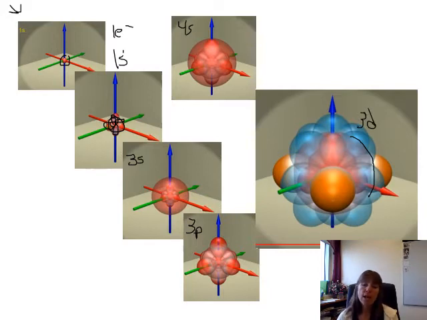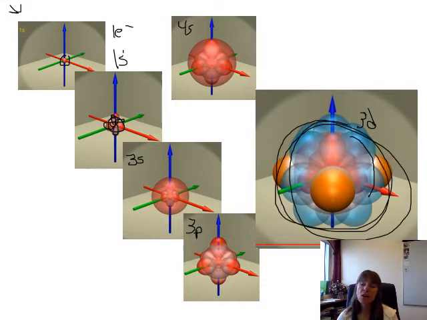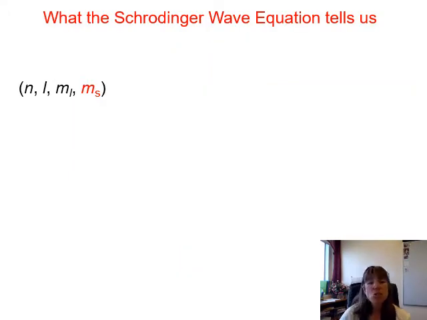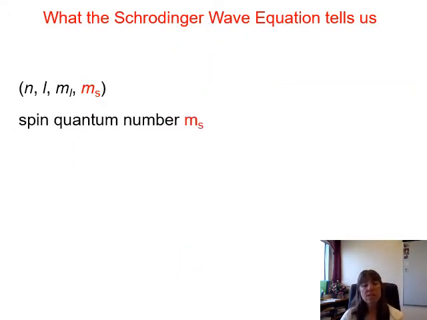And they've all been overlapped. And if you look at this as a whole, the atom does look like a sphere. That's because they all overlap each other and those electrons are inside there. So the Schrodinger wave equation tells us these quantum numbers.